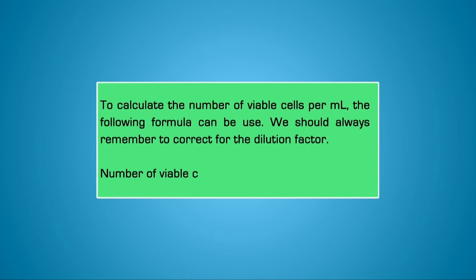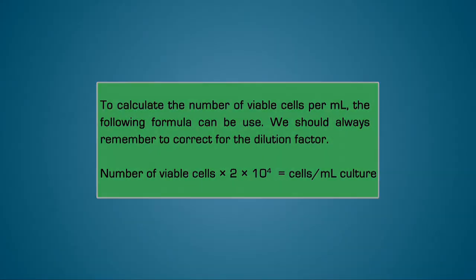Number of viable cells multiplied by 2 multiplied by 10 to the power 4 will be equal to cells per ml of culture. Here, the number of viable cells is multiplied by 2 because the cell suspension was diluted twice when we took equal volumes of cell suspension and trypan blue.